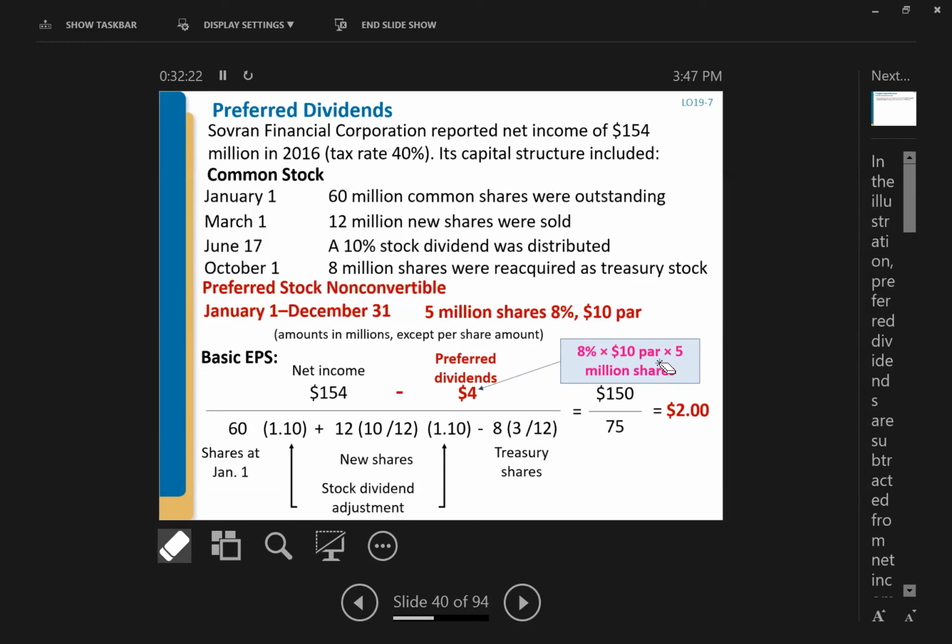Now, I want to point out, because I don't want you guys to get lost, this is still basic earnings per share. It's just we're adding components to it. This again was the weighted average, and this is really the new component that we're discussing now, whether these dividends have been declared, paid, it really doesn't matter. This is what they're supposed to get. They're 8% times $10.